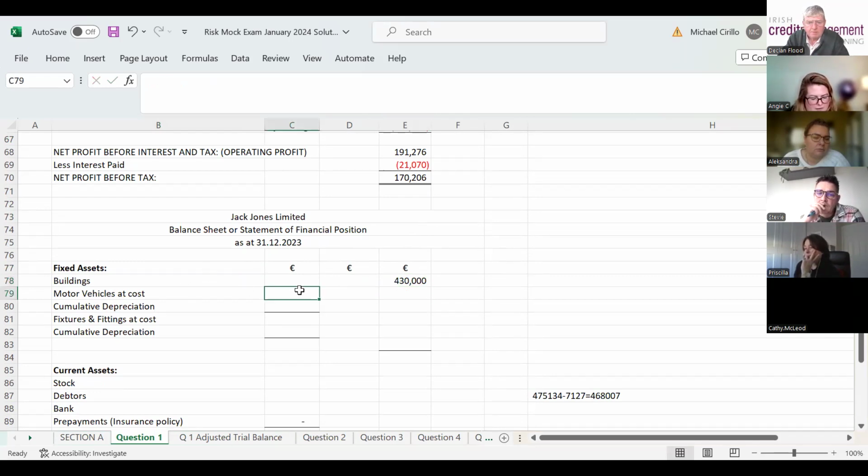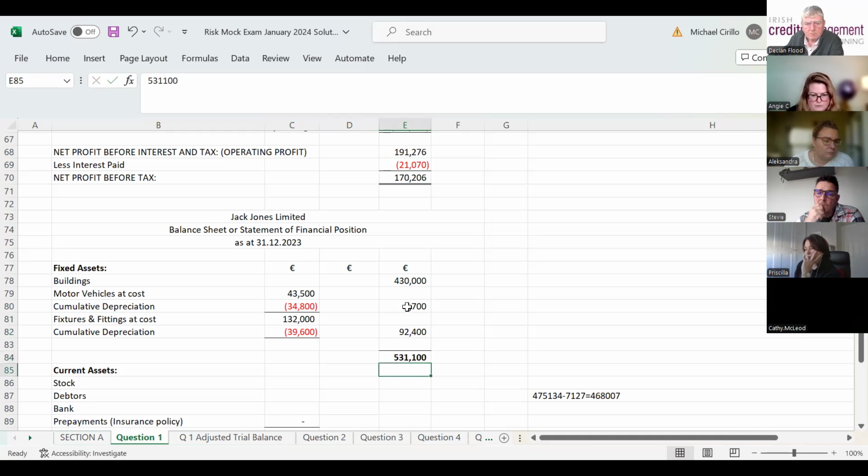Then your motor vehicles at cost, which was 43,500, less your cumulative depreciation, which is the adjusted balance, 34,800. That will give you 34.8 less from the 43.5, which is 7. And then your fixtures and fittings is 132 less your 39.6, and that will give you 92,400. And then your total there is 531,100.